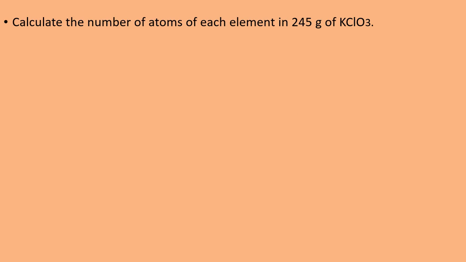Calculate the number of atoms of each element in 245 gram of KClO3, potassium chlorate. Our first work is to calculate how many moles of KClO3 are in 245 gram of KClO3. Once we know the moles of KClO3, then accordingly we will calculate the number of atoms by multiplying by Avogadro's number.